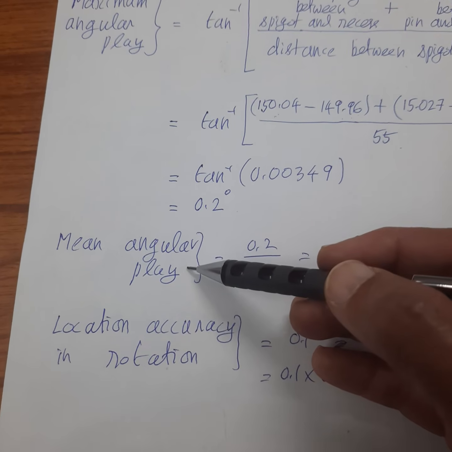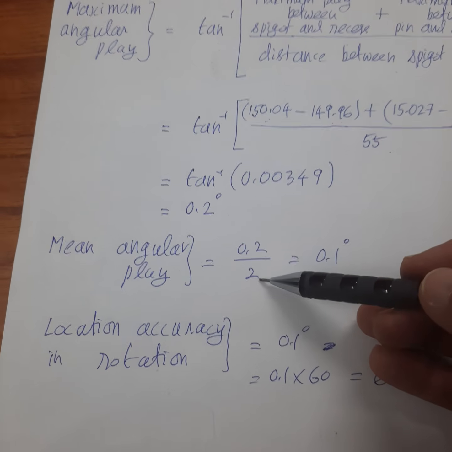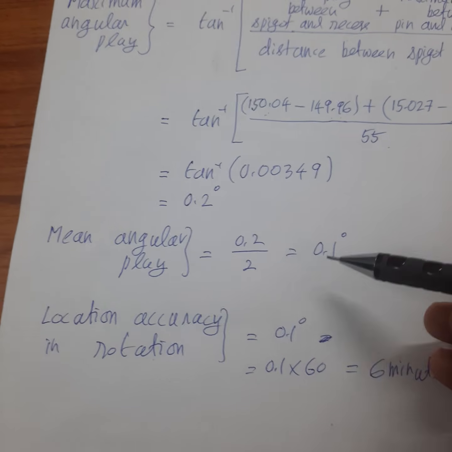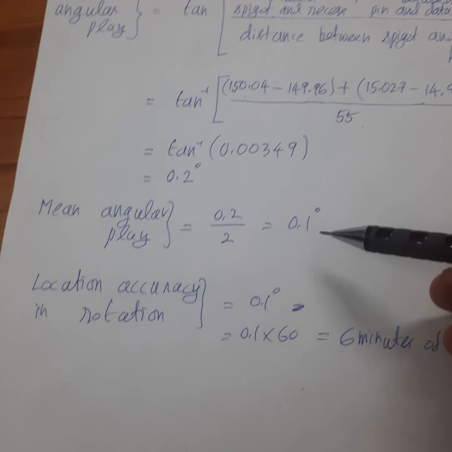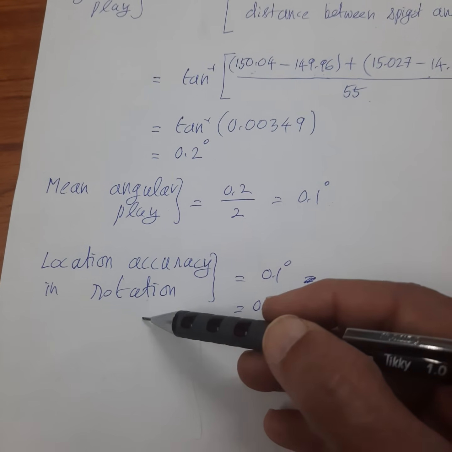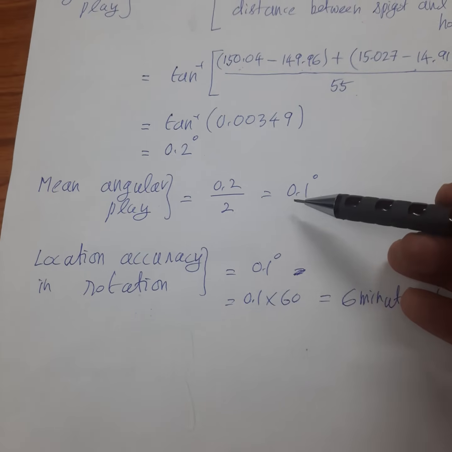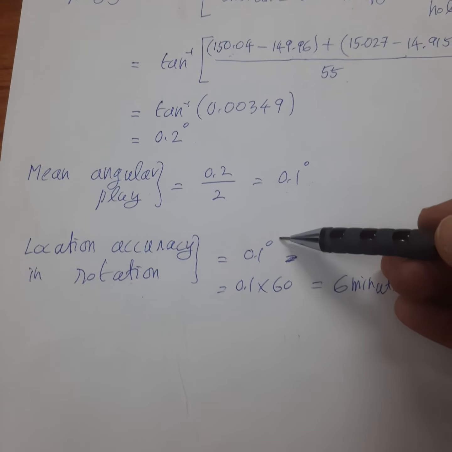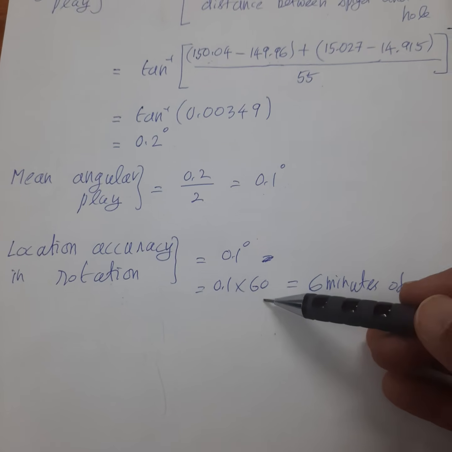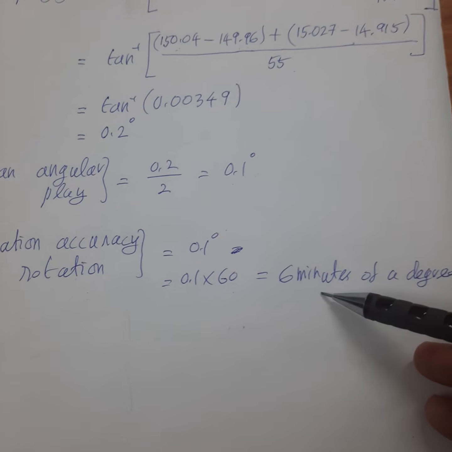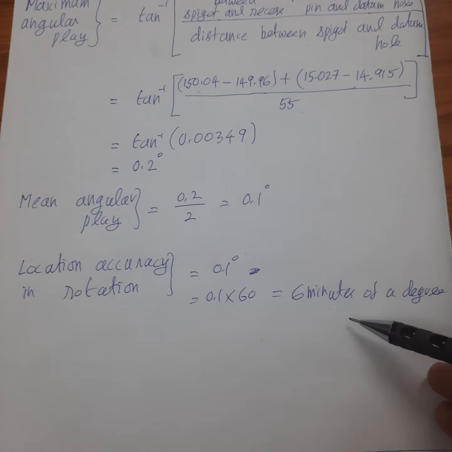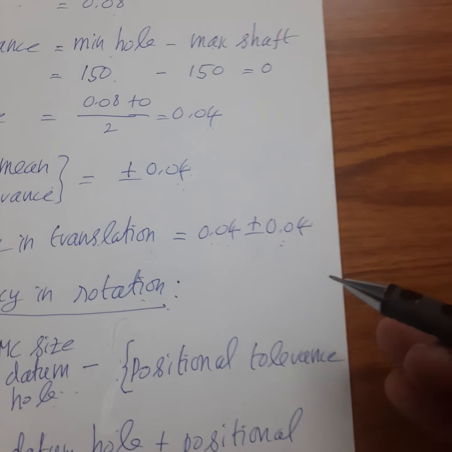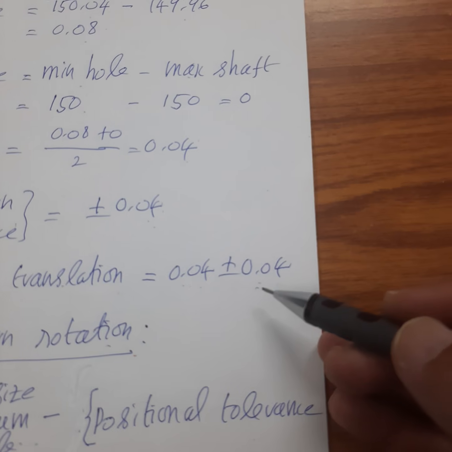The mean angular play is found to be half of the maximum angular play. So 0.2 by 2, you get the mean angular play as 0.1 degree. This mean angular play is nothing but the location accuracy in rotation. So the location accuracy in rotation is found to be 0.1 degree. When you convert this into minutes, you multiply by 60 to convert the degree into minutes. You get 6 minutes of a degree. So for this problem, the location accuracy in rotation is 6 minutes of a degree, and the location accuracy in translation is already found to be 0.04 plus or minus 0.4.